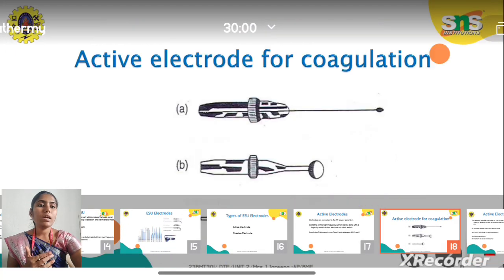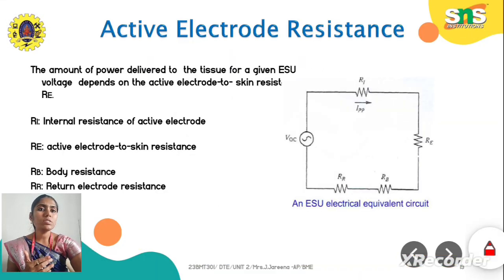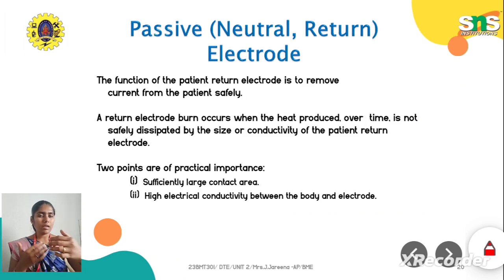And the next one is the passive electrode. Similarly, a similar kind of thing you have to consider when you are designing passive electrodes, or you can also say neutral or return electrode, because this electrode is going to remove all current from the patient safely, right? Whereas the active electrode is meant for delivering the current to the patient, so we give more attention to designing the active electrode, because the internal resistance is its main important parameter, where there will be some power drop, right?